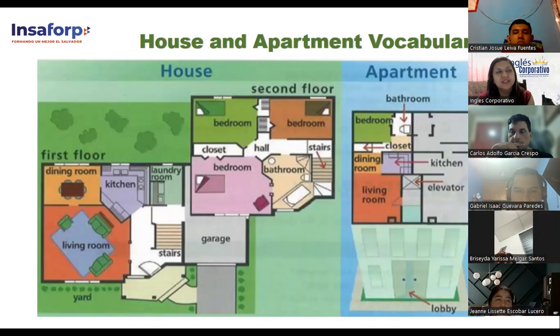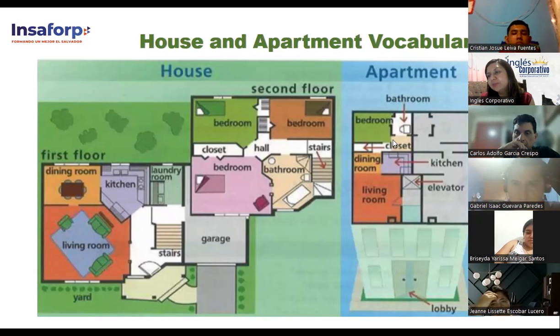Okay, so here you can see a house, right? This house has two floors, first floor and second floor. On the first floor, you can find the dining room, the kitchen, laundry room, the living room, stairs, the garage, the yard, bedrooms, the closet, hall, the stairs, and bathroom. In the apartment, there is only one bedroom, closet, dining room, living room, the kitchen, elevator. It's pretty small, right?